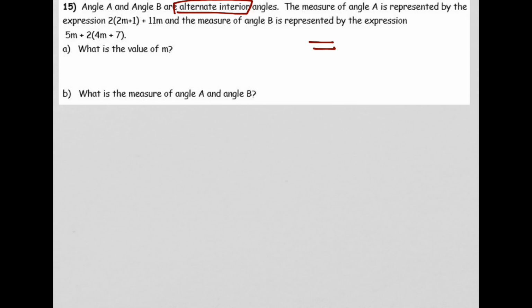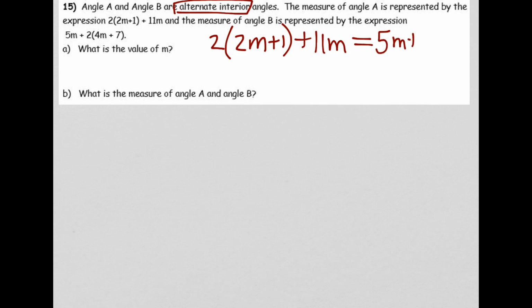Okay, angle A is represented by the expression 2 times 2m plus 1. Yikes, I'm running out of room. Plus 11m. And that's going to equal the other angle, which is 5m plus 2 times 4m plus 7. Okay, you have a big equation to solve there.